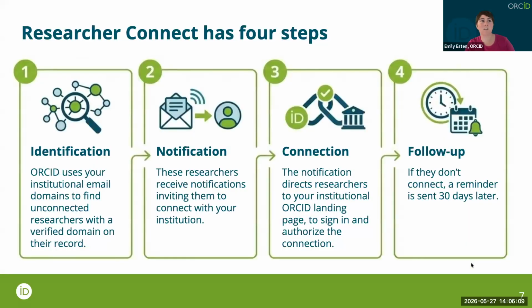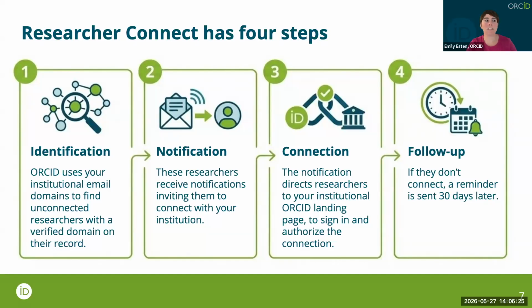So Researcher Connect is a feature that has 4 steps. So the first step is identification. So ORCID uses the institutional email domains for an institution to find unconnected researchers that have a verified domain on their record. The second is a notification step.